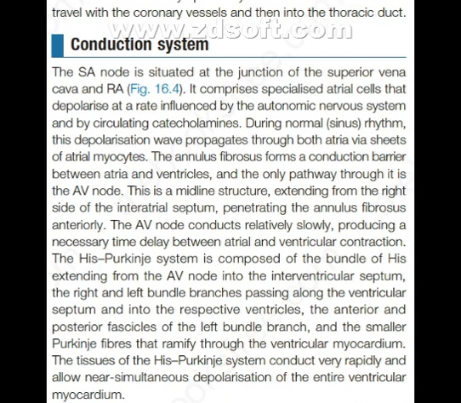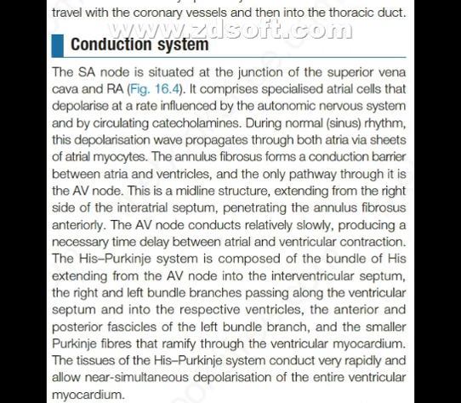The annulus fibrosus forms a conduction barrier between atria and ventricles, and the only pathway through it is the AV node. This is a midline structure extending from the right side of the interatrial septum, penetrating the annulus fibrosus anteriorly. The AV node conducts relatively slowly, producing a necessary time delay between atrial and ventricular contraction.